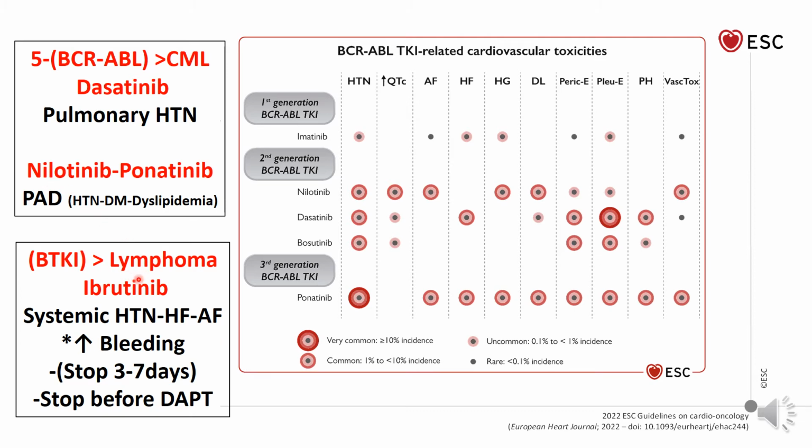Another subtype of drug used for lymphoma is the Bruton tyrosine kinase inhibitors, including ibrutinib. This group of drugs causes systemic hypertension, heart failure, and AF. Importantly, this drug increases the bleeding risk. So the drug should be stopped 3 to 7 days before any invasive procedure and shouldn't be taken with dual antiplatelet therapy.